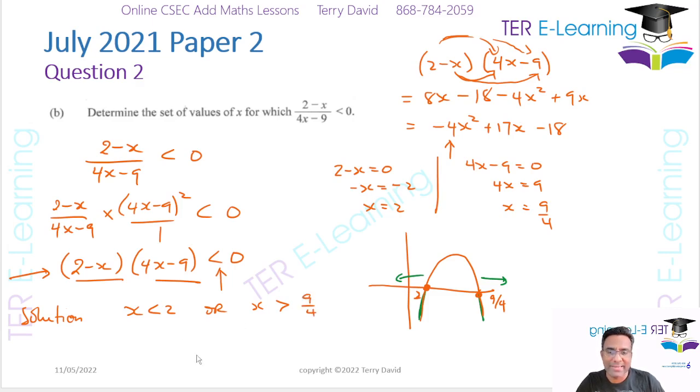Now, we can also write that answer in set notation. So you could have written it as x is such that x is less than 2, you put your union set here, because that means or, and we can say x is greater than 9 over 4. So that's another way we can express our answer. So that's my answer for part B.